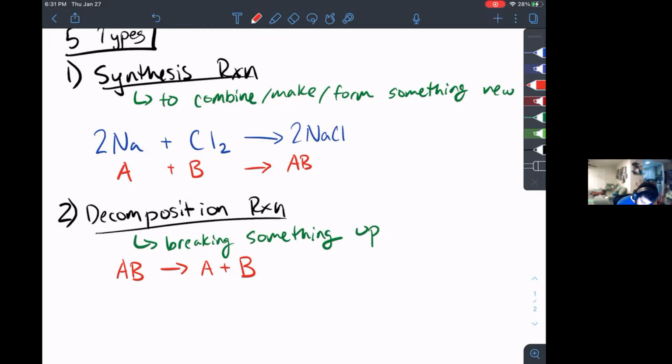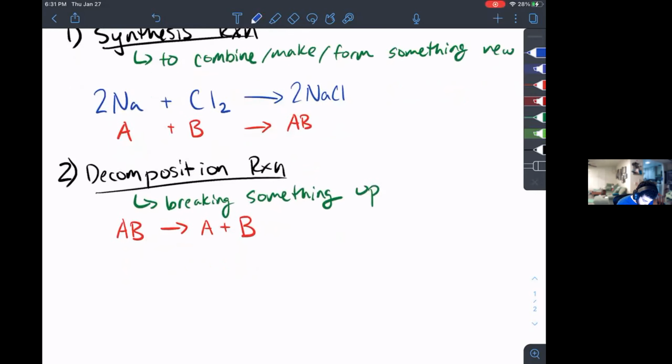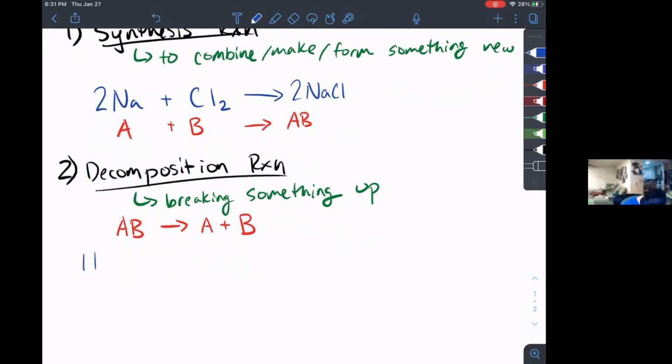And so the common household one that you'll see is with hydrogen peroxide, H2O2. Will generally decompose into its basic parts, which are H2O plus O2. Go ahead and balance that really quickly as well. All right, so that is our decomposition reaction.